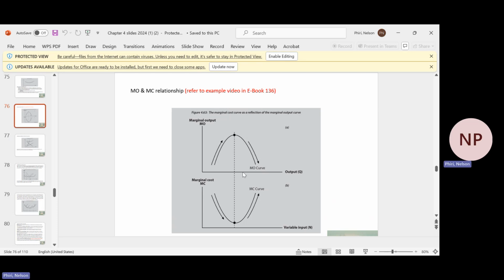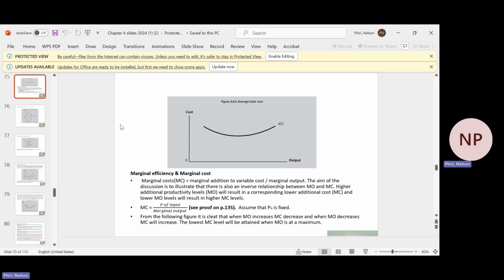Your MC, which is here. Your marginal cost is the additional variable cost. Your marginal cost is the addition to your total cost by change in output. So that is basically your MC. There is a proof in your textbook, which is on page 135.